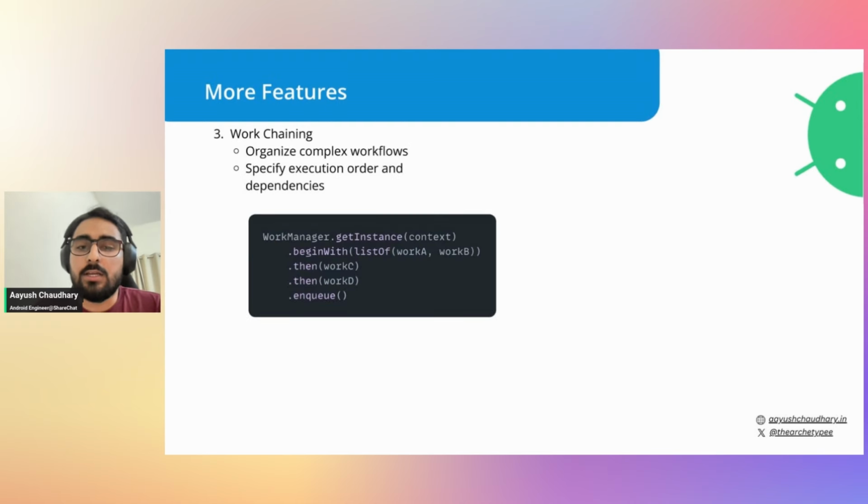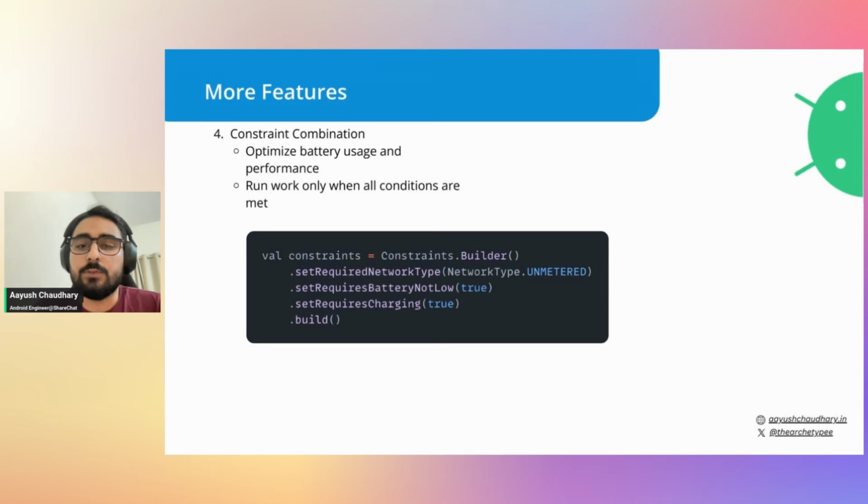You can chain your work. So suppose you are making a payment and after the payment is successful, you want to send some data to a server. You can specify the execution order of those works and add those dependencies. You can also add constraints to WorkManager to optimize battery usage. Suppose you want to send some data to a server, so you might want to set requires charging to true. Whenever the user puts their device on charging, your work will start and it will make sure it does not drain the battery.